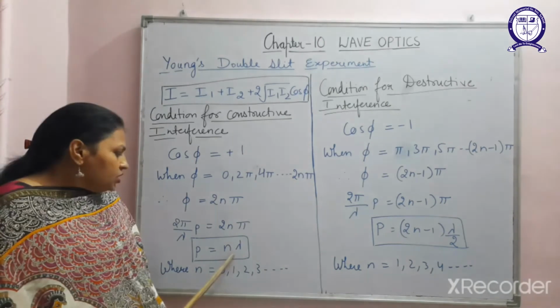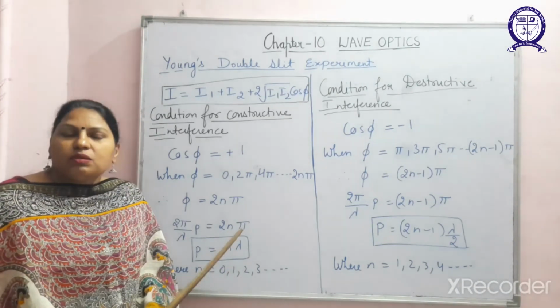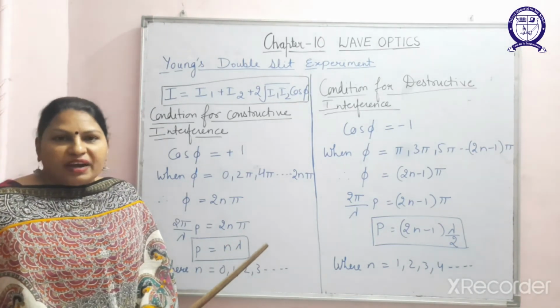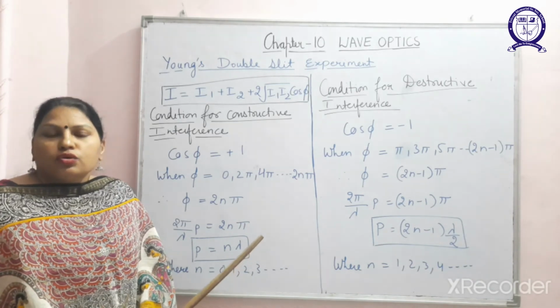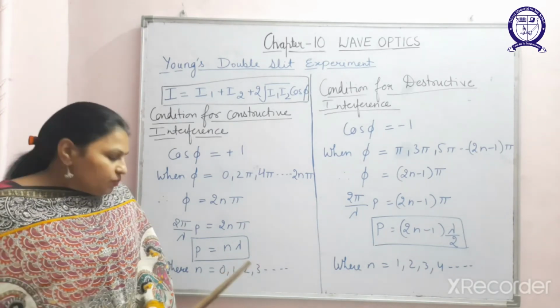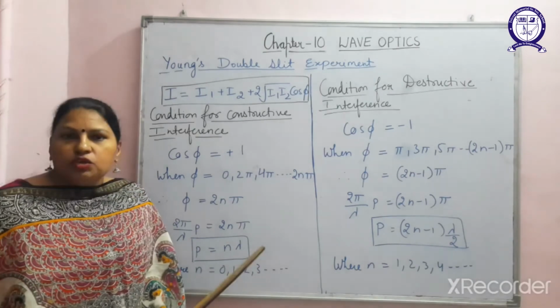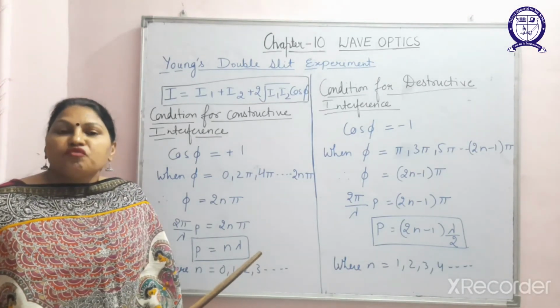At the n lambda condition, we are going to get the maximum intensity of light, or the bright fringe. The position we are also going to calculate with respect to this p in the very next video, in which we are going to calculate the fringe width.